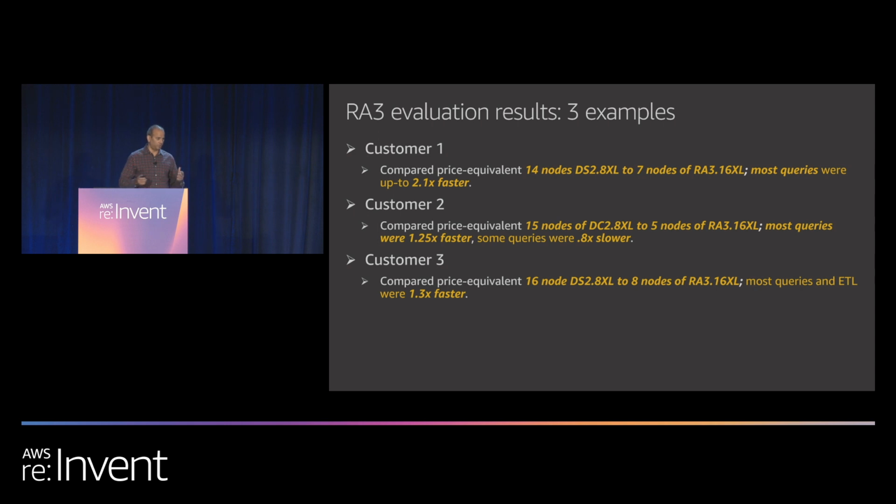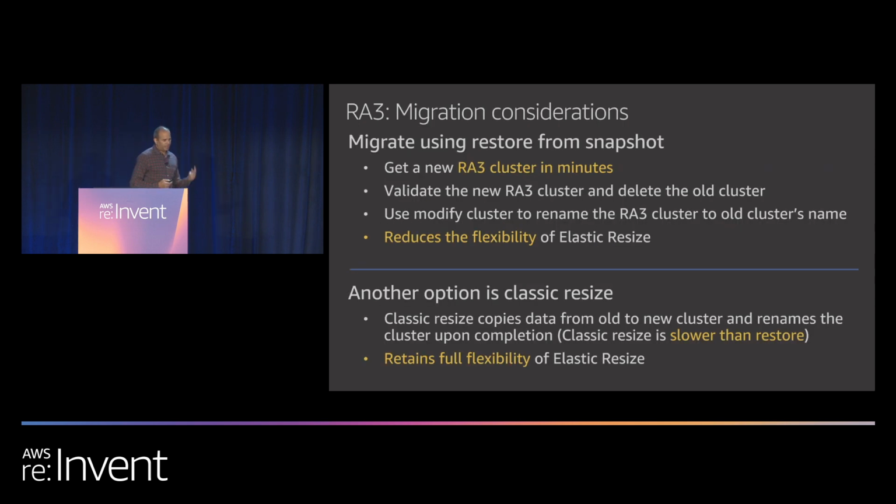But before I go there, let's say you have this expectation of price performance when you migrate to RA3. The next question is, how do you migrate to RA3? What are the trade-offs? What are the best ways? So there are two choices to migrate to RA3. The first choice is what I would recommend and is the best choice. The other choice is not a better option. So the first choice to migrate is to use restore from snapshot.